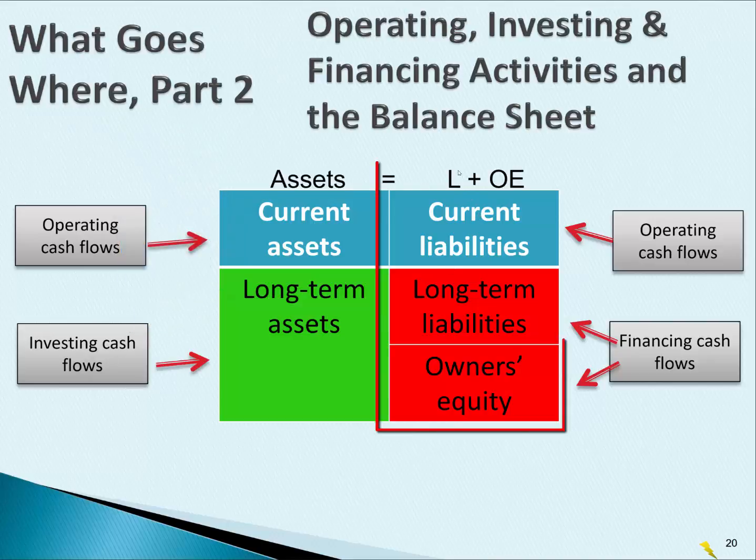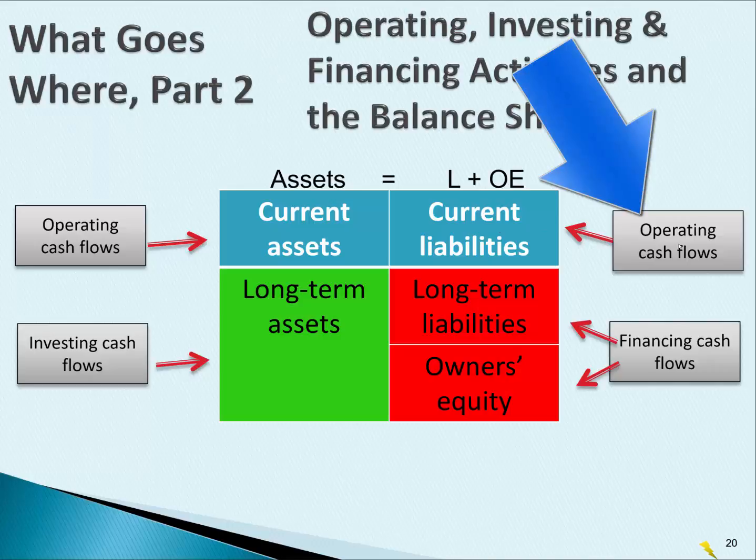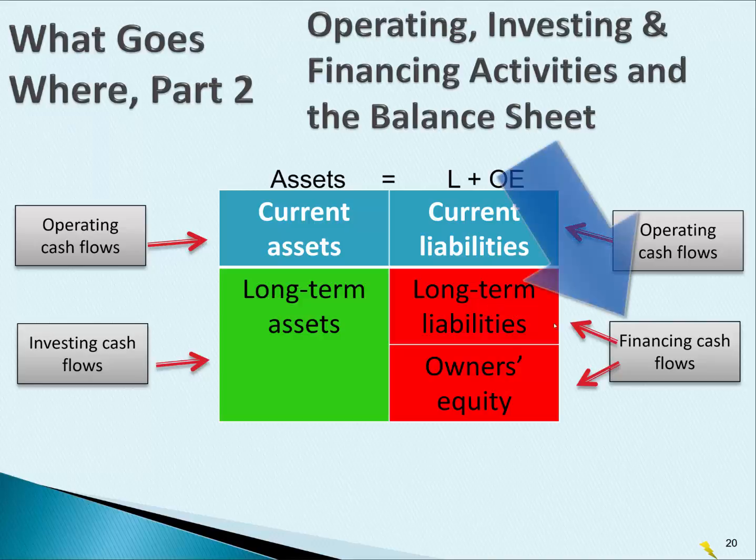Over here on the right side of the equation, we have liabilities and owner's equity. And remember, liabilities are broken up into current liabilities and long-term liabilities. So if we have a change to a current liability, such as we paid off our AP, that goes into the operating section of the statement of cash flows. If we have a change to a long-term liability, such as taking on more long-term debt or paying off long-term debt, that goes into the financing section. And if we have a change to an owner's equity account, such as issuing stock, paying cash dividends, or buying or selling treasury stock, that goes into the financing section of the statement of cash flows.